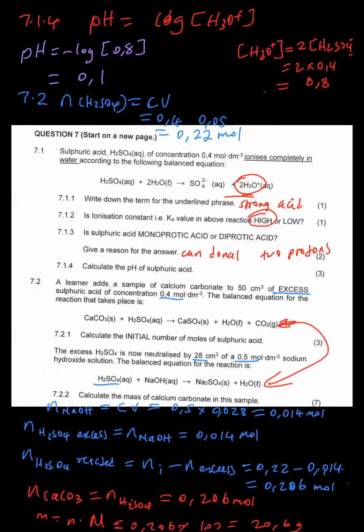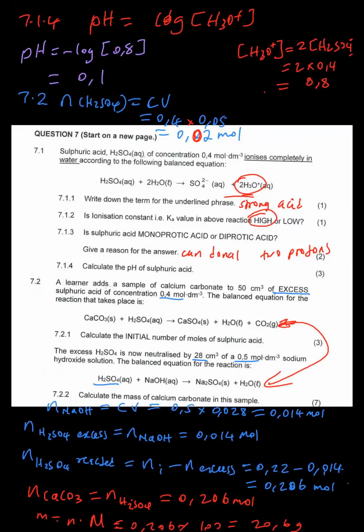0.4 times 0.05. What do you get? 0.02. Is it 0.02? Can you verify? Yeah, it is.